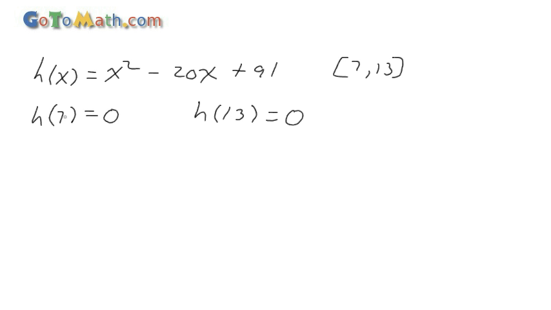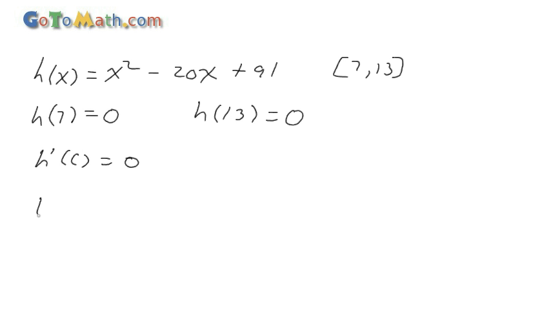And since this is true, if h of a, we consider this to be a, is equal to h of b, if both these are equal to each other, then we could use Rolle's theorem, considering the first part of that is true. And so that means that there is a c, there's at least one c, such that when we plug c into the derivative, we get 0.